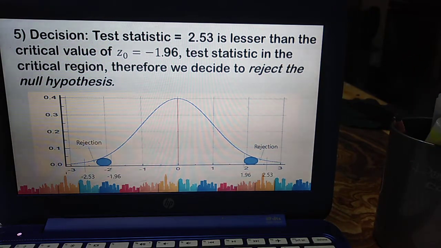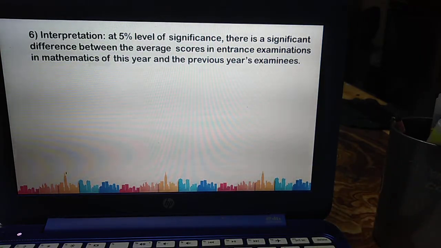Again, we either accept or reject always the null hypothesis. And our interpretation is, at 5% level of significance, there is a significant difference between the average scores in the entrance exam in math of this year and the previous year's examinees.